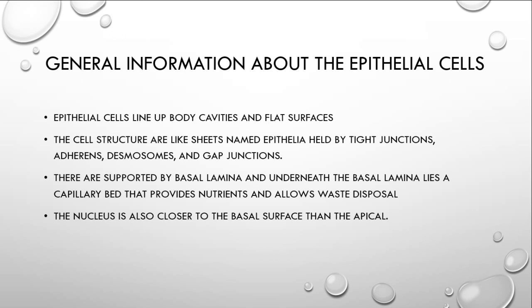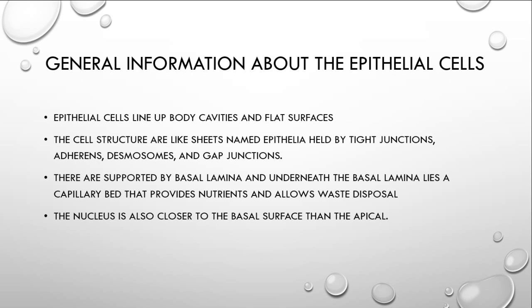Epithelial cell, by Abraham. General information about the epithelial cell. Epithelial cells line up body cavities and flat surfaces. The cell structures are like sheets, named epithelia, held by tight junctions, adherens junctions, desmosomes, and gap junctions. They are supported by the basal lamina.